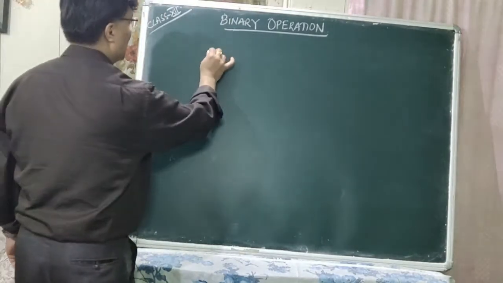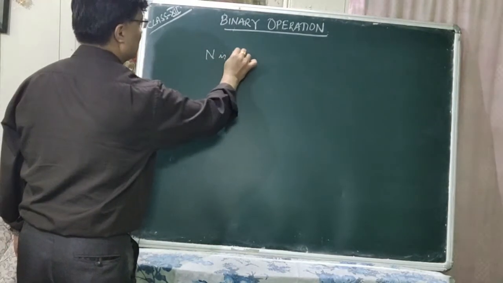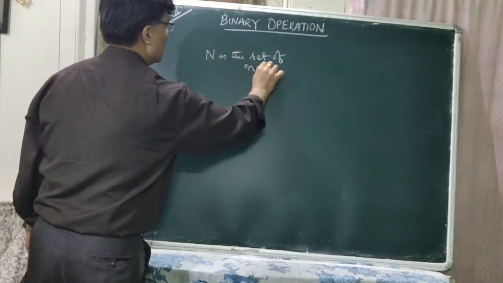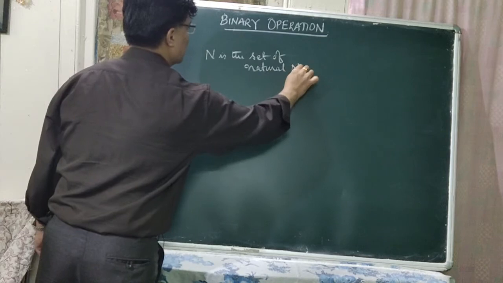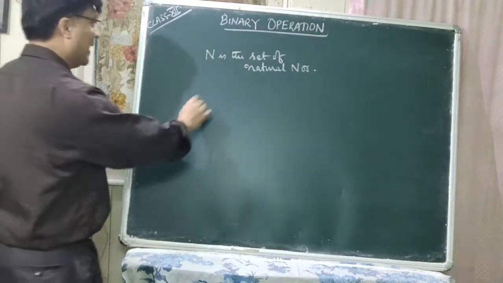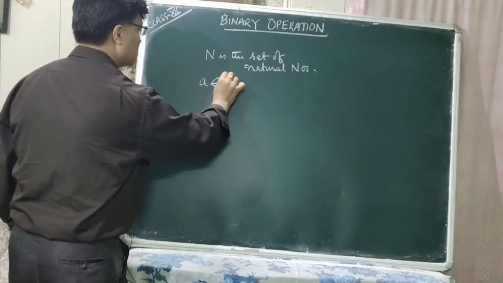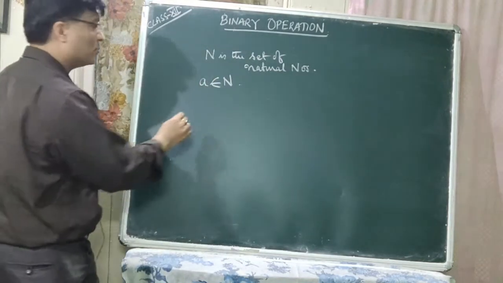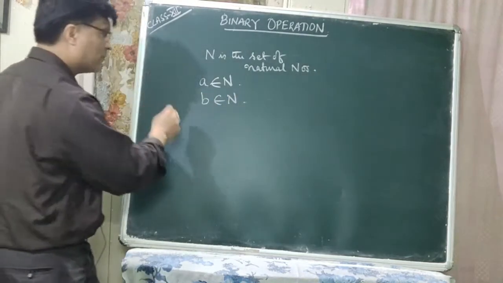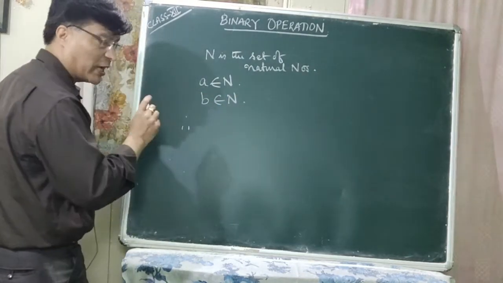Suppose N is the set of natural numbers. N is the set of what? Natural numbers. Suppose N is the set of natural numbers, and let us take two elements, A belongs to the set of natural numbers N, B belongs to the set of natural numbers. So let us find out their multiplication product.